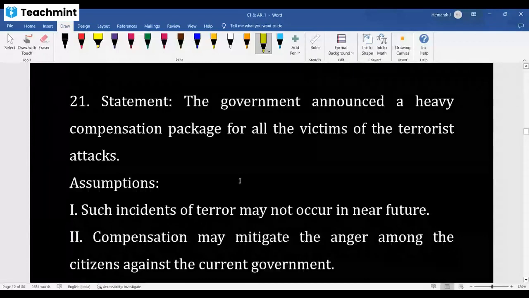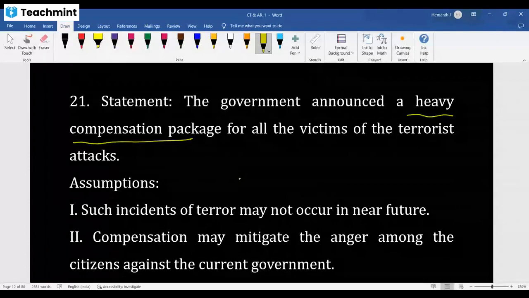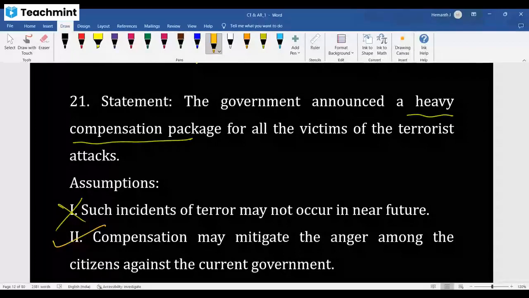See the next one. Again, CT question. Statements and assumptions. The government announced a heavy compensation package for all the victims of the terrorist attack. Such incidents of terror may not occur in future. By giving this high compensation package to the victims, terrorist attacks will stop is not at all suitable. A compensation may mitigate the anger among the victims. That's why the government will announce compensation, to get some sympathy or some positive impact from the victims.